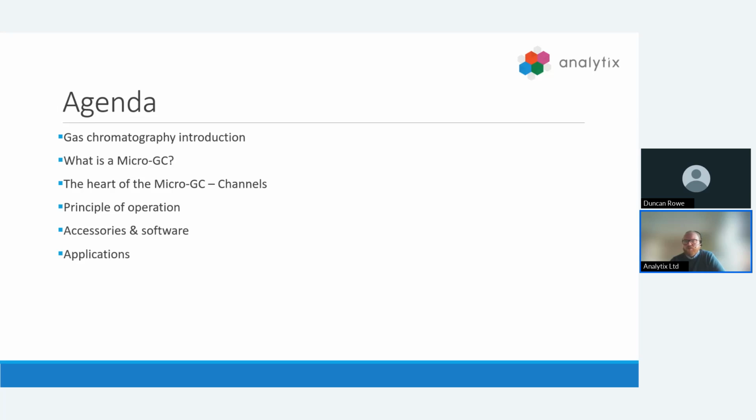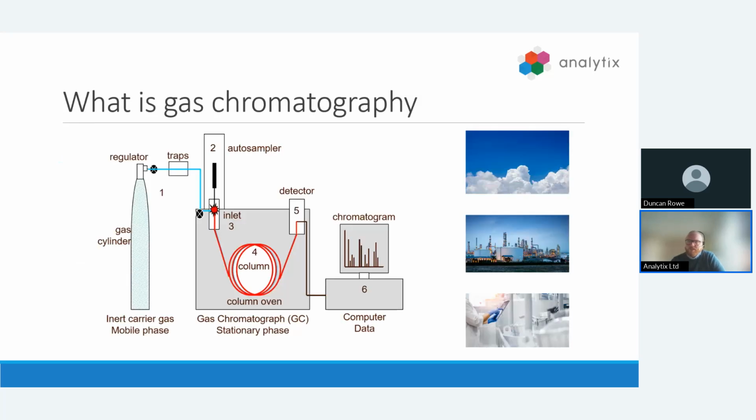So just starting right at the beginning, what is gas chromatography? Gas chromatography is an analytical technique for the separation and analysis of a sample in gaseous form by separating out individual compounds that make up a sample mixture. So on the screen, you can see a schematic of a gas chromatograph, and we'll just walk through that process quite simply.